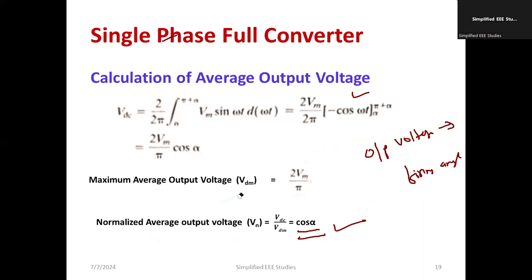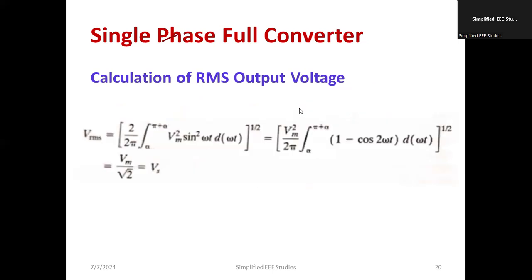So we are going to compute the RMS value. Please have a look at this. The RMS voltage is given by Vrms squared equals 1 by 2 pi, integral from alpha to pi plus alpha of Vm square sin square omega t d omega t. So you have to convert sin square omega t: sin square omega t is equal to (1 minus cos 2 omega t) divided by 2. Then you can easily integrate.